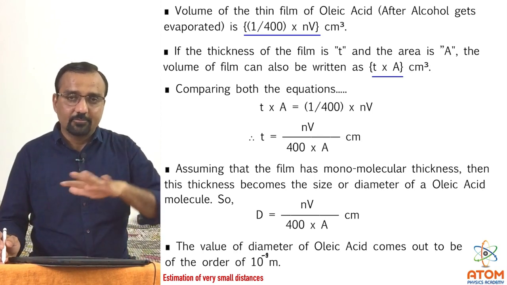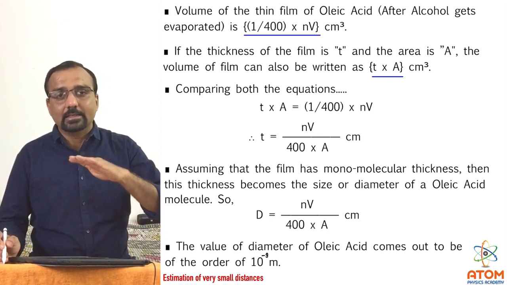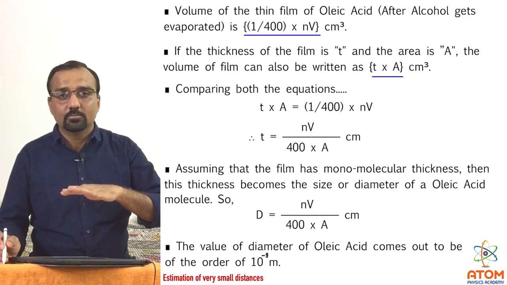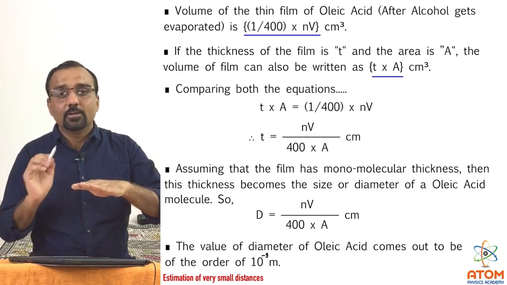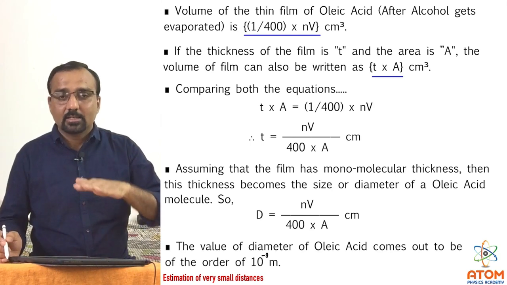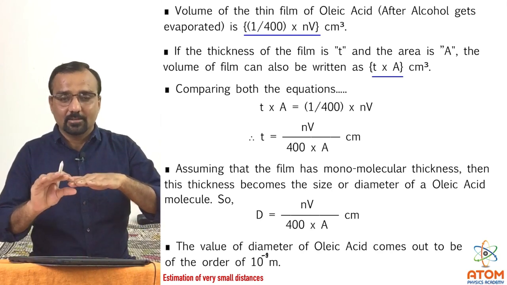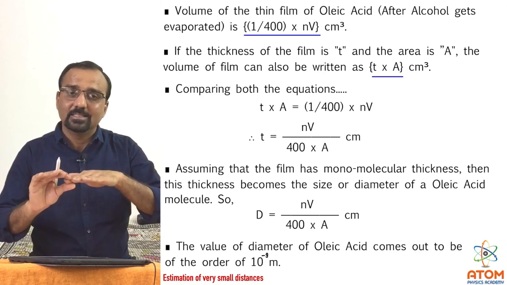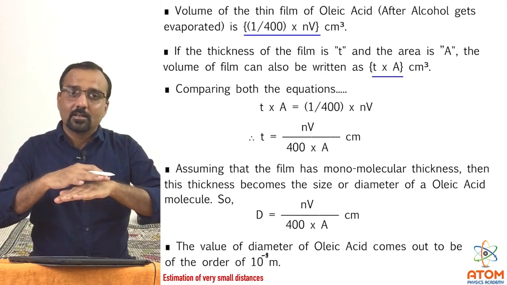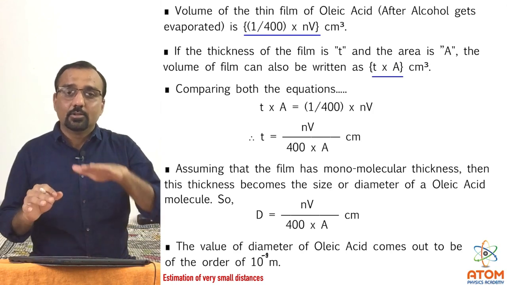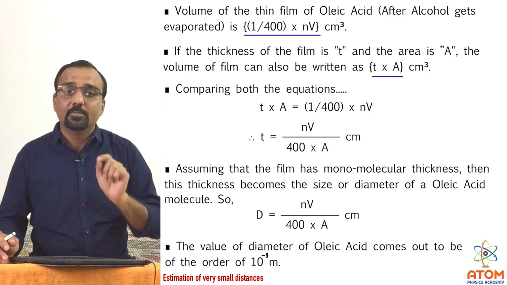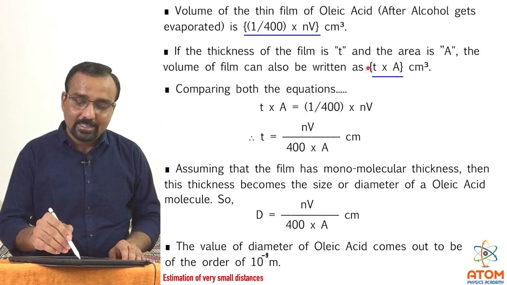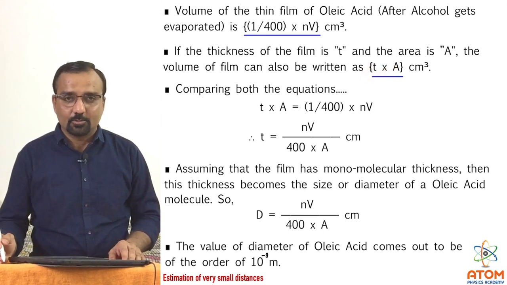But if it is a thin film, we can consider it like a disc, and if it is a disc, then we can find out the volume by area into thickness. Suppose the thickness of this thin film is, let us say, T. If the thickness of this thin film is T and the area is A, that is why the volume of this thin film will be T into A. So, the volume will be T into A centimeter cube.